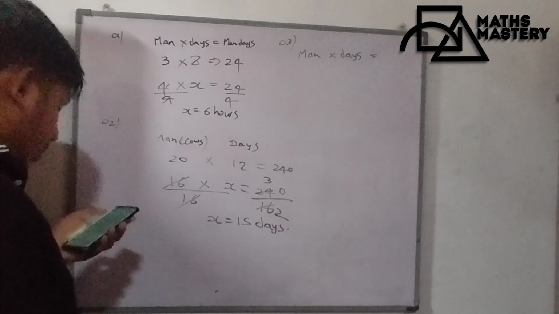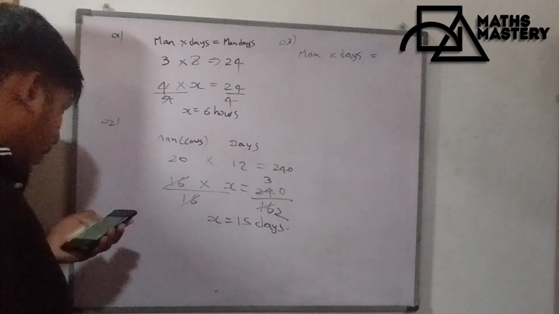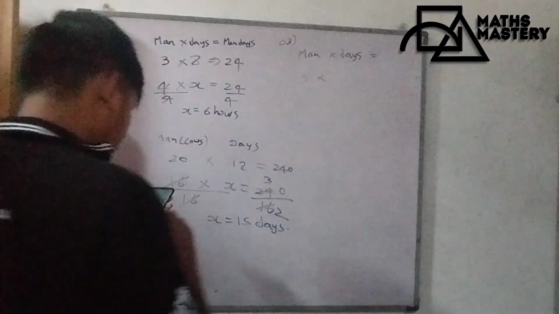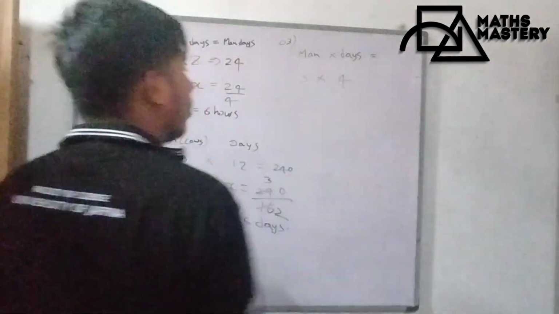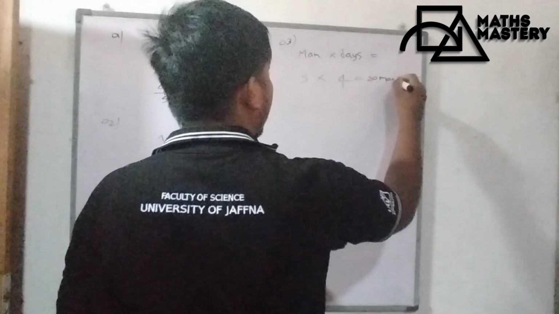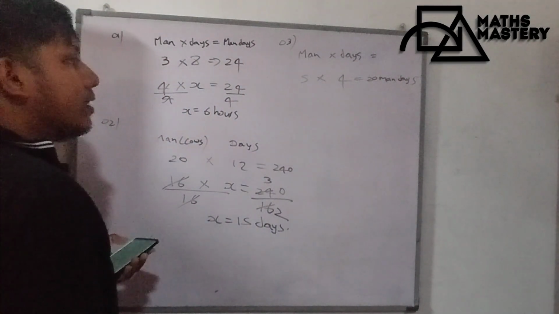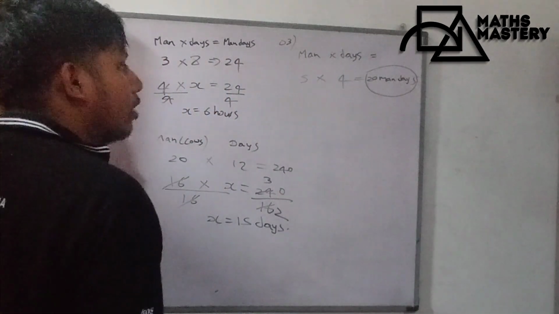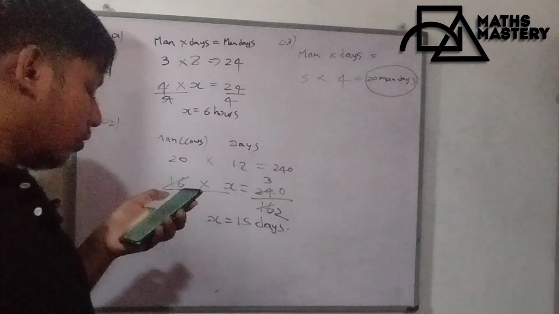Now this is a very tricky question. In this case, they have given 5 men, and they are telling they can complete this within 4 days. So 5 times 4, the answer is 20 man days. Now, 20 man days is the number of man days which is required to complete 1/4 of the work.